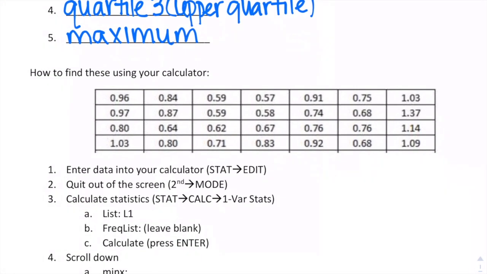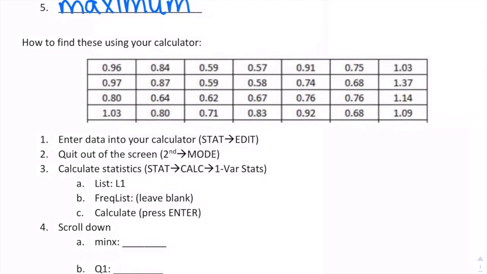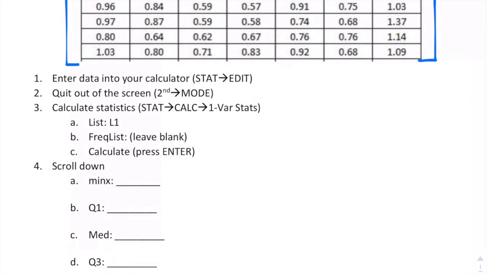So we're going to look at how to find these using your calculators. We're going to use this following set of data, and we're going to start by entering that data into your calculator by pressing the Stat button and then clicking Enter on Edit. You're then going to quit out of that screen by pressing Second and then Mode, and then you'll go to Calculate Statistics, and then you're going to calculate your statistics by hitting Stat, and then go to the Calc menu on that, and then hit 1 var Stats. The first option will be your list, which is L1. You'll leave your frequency list blank, and then you're going to press Enter on Calculate.